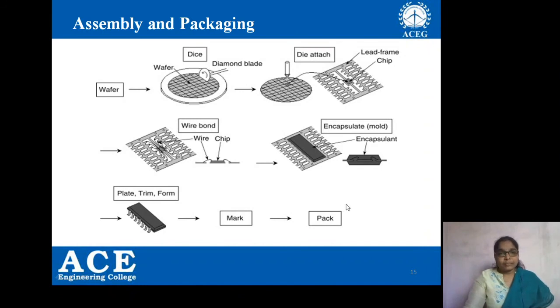So in this video we have seen different processing steps of the IC fabrication process. Those are silicon manufacturing, different wafer processing steps, and testing, assembly and packaging. In the next video we are going to see how an NMOS transistor is fabricated on an IC.